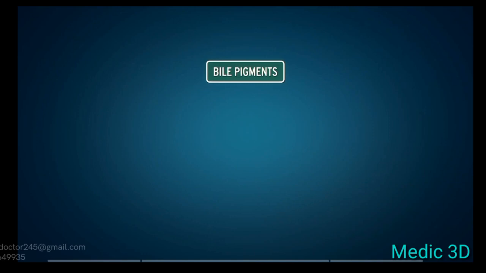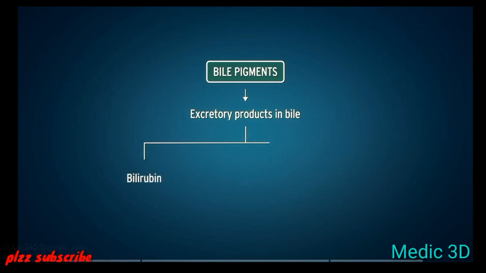Bile pigments. Bile pigments are the excretory products in bile. Bilirubin and biliverdin are the two bile pigments, and bilirubin is the major bile pigment in human beings.